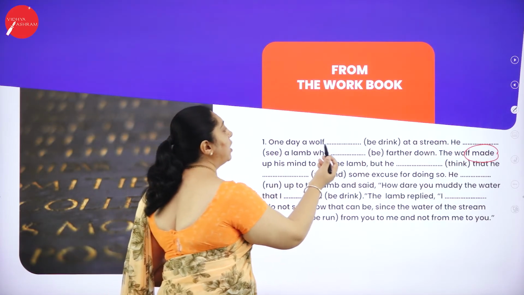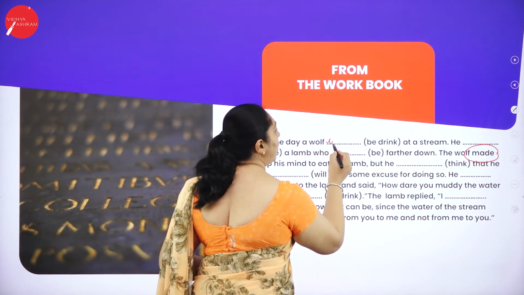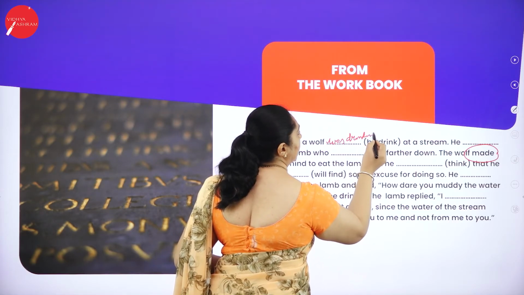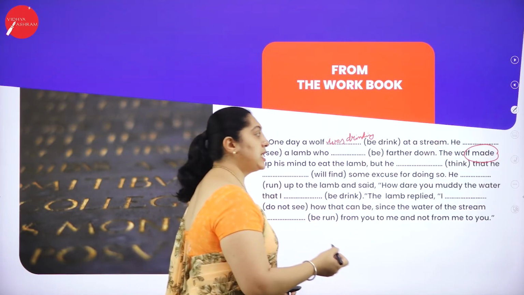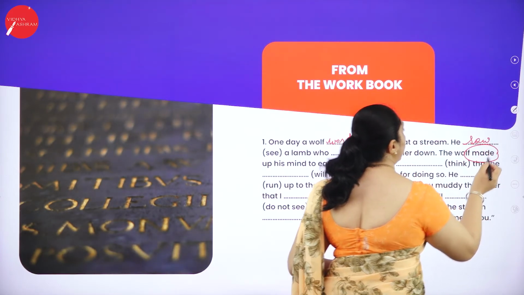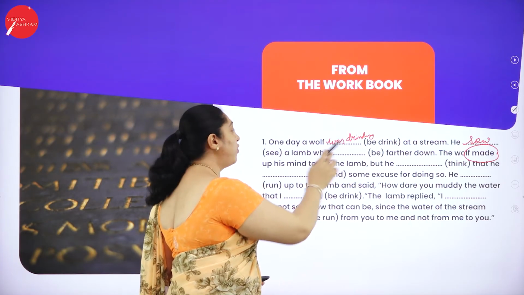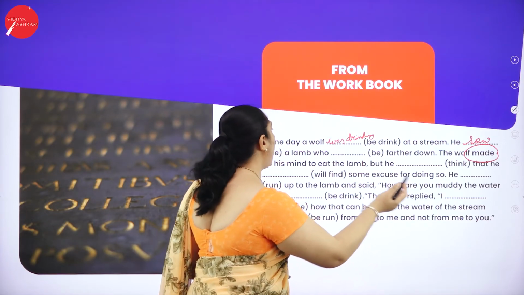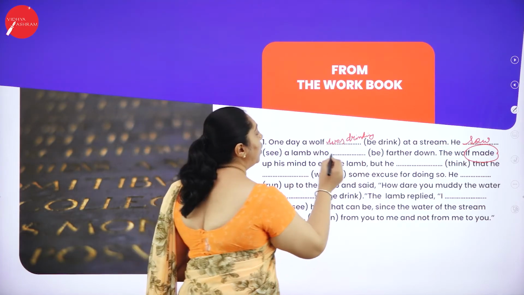Here, one day a wolf. Be, the past form of be is was. The wolf was drinking at a stream. He see. See is the present tense and the past tense will be saw. Here there are no auxiliary verbs used. Here you can see the be form, but there is no be form here, so you'll just write the past tense. He saw a lamb who be. Again there is a word be. Lamb who was further down.